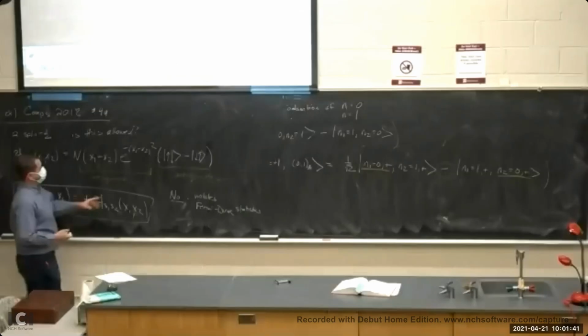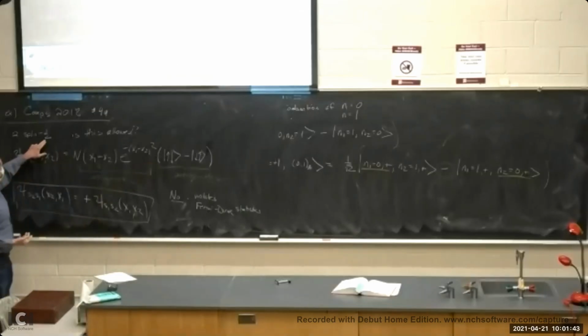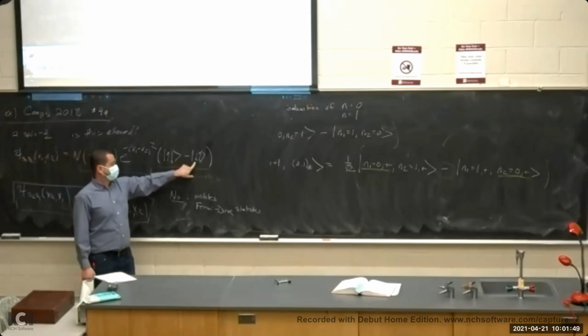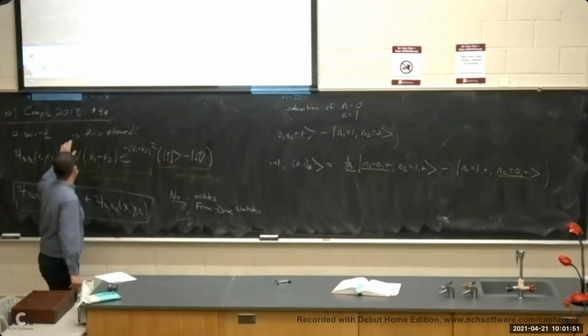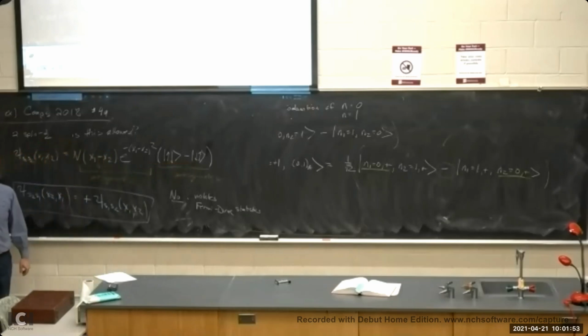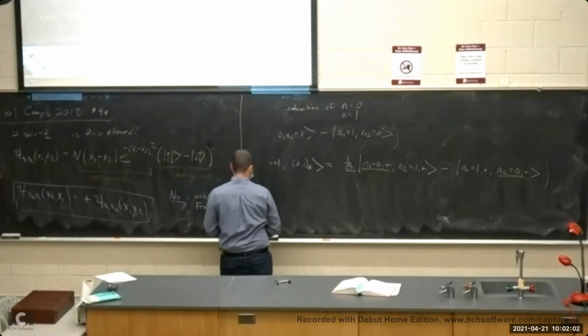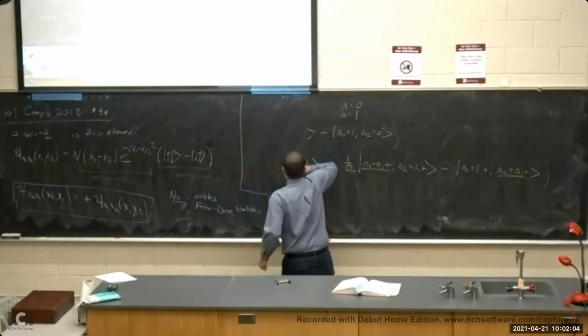So you have to redefine what you mean by up and down. But if these were spin 1 particles, on the other hand, and let's say this was spin +1, spin -1, spin -1, spin +1, this is a perfectly good bosonic state. Everybody with me? Okay.